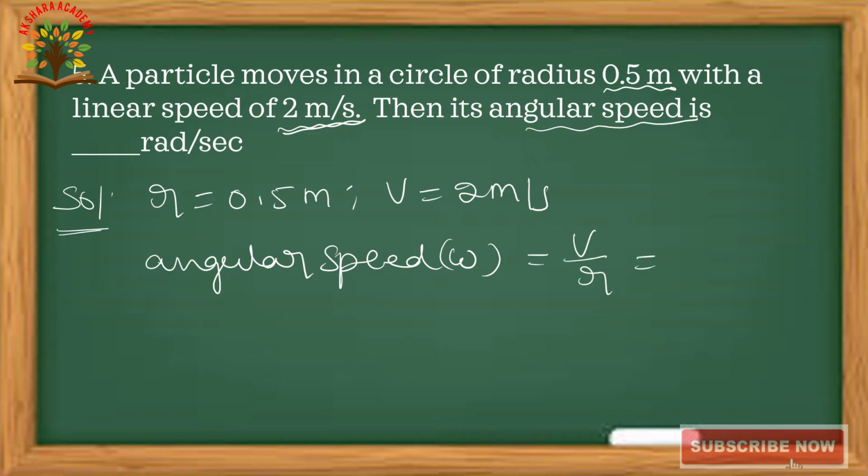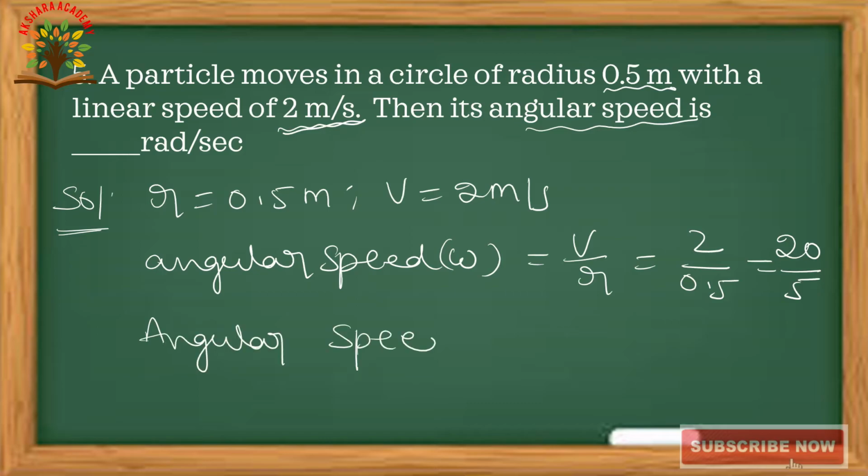v nothing but here they given 2 by 0.5. 0.5 can be written as 5 by 10. So 10 to the 20, 20 by 5. So angular speed equals 20 by 5. 5 ones are 5, 5 fours are 20. So that is equal to 4 radians per second. This is the final answer.